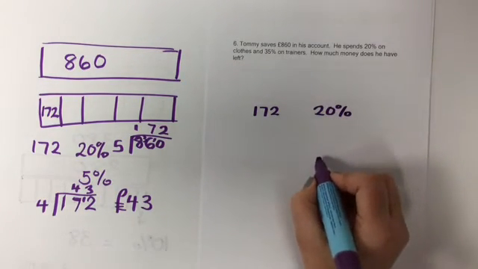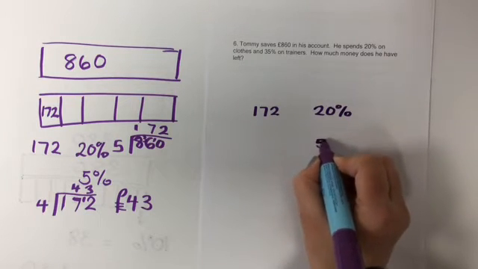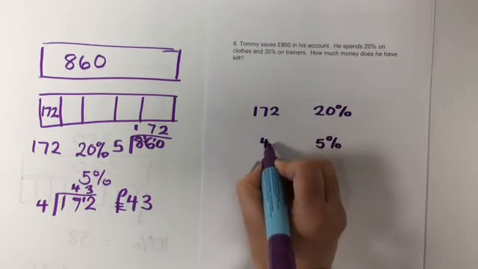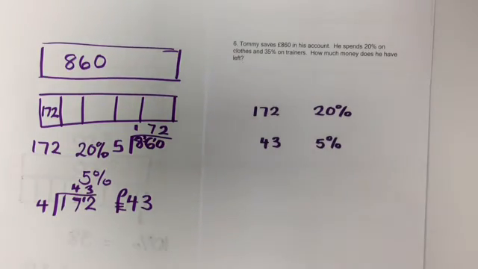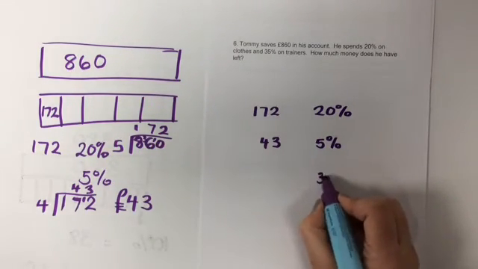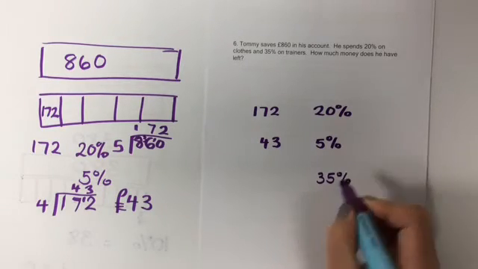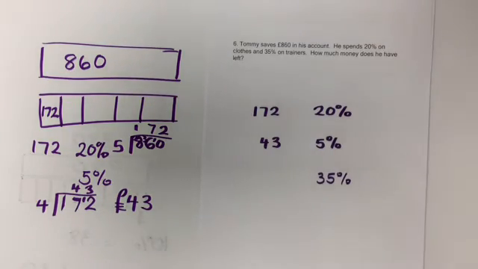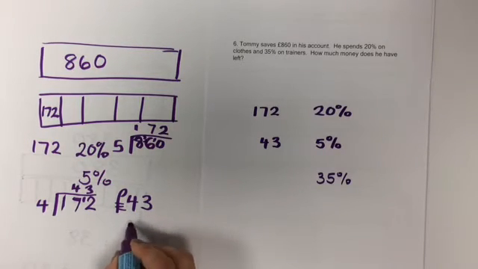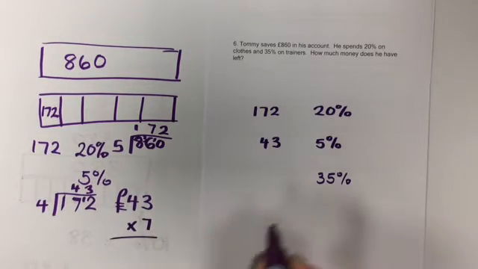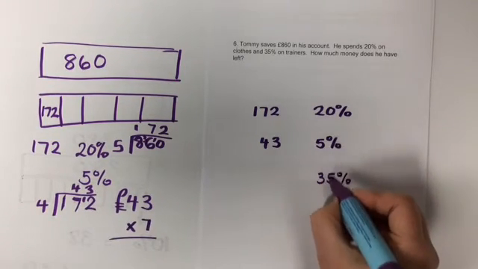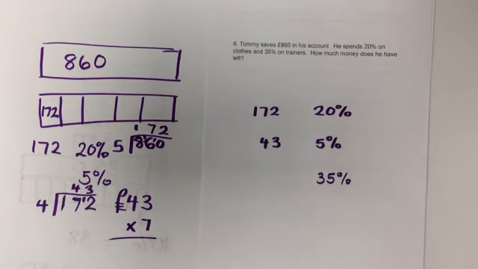And we know that 5% is 43. And I need to know 35%. And I can do this in one of 2 ways. I can either say, 43 times 7, because 5 to 35 is times 7. 7 3s are 21. 7 4s are 28, 29, 30. That's 301.